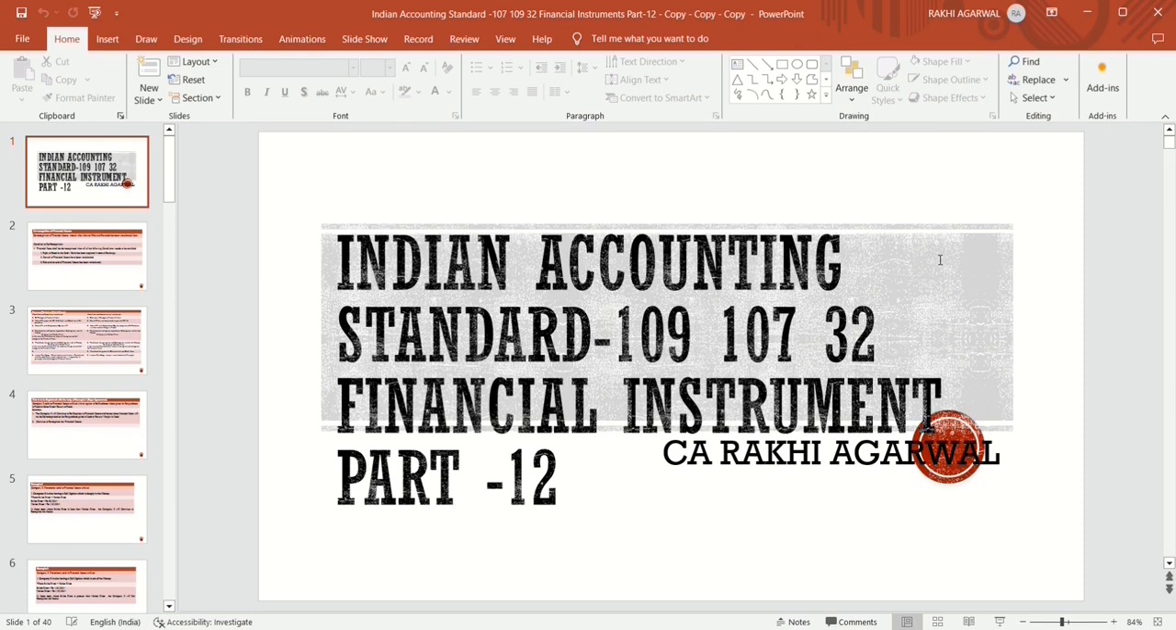Indian Accounting Standard 109 and 32, which talk about financial instruments, part 12. In today's discussion we will discuss the recognition and derecognition of financial assets and financial liabilities. What are the conditions? What do you mean by derecognition? Today we are going to discuss that for financial assets and also financial liabilities, along with some examples. So let's start our topic.